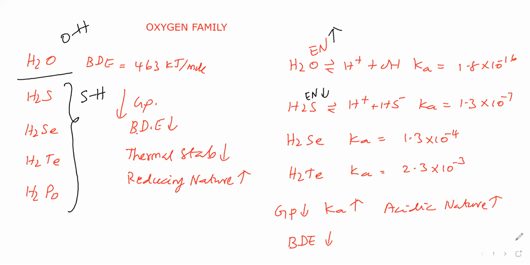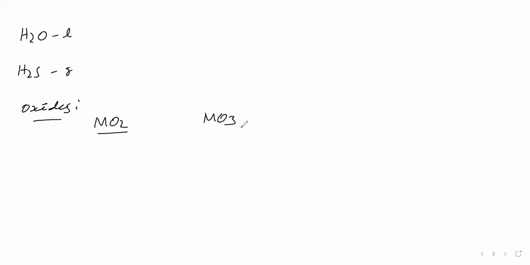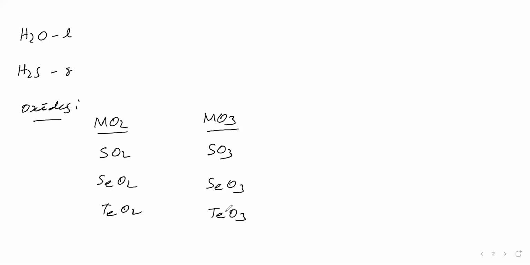Next, we will take oxides. Group 6A elements form two types of oxides: one is dioxide, another one is trioxide. We take sulfur dioxide, selenium dioxide, tellurium dioxide. And the trioxides: sulfur trioxide, selenium trioxide, tellurium trioxide.